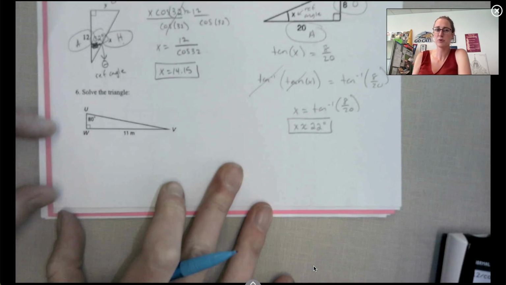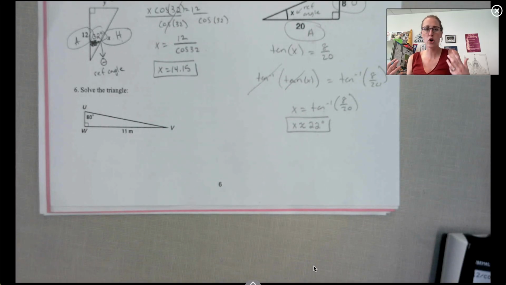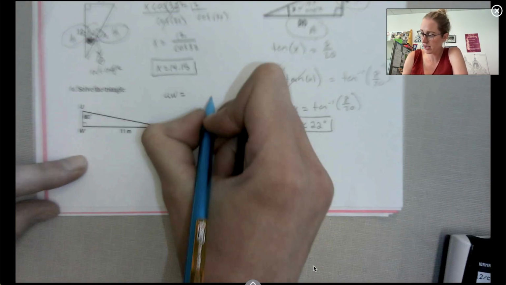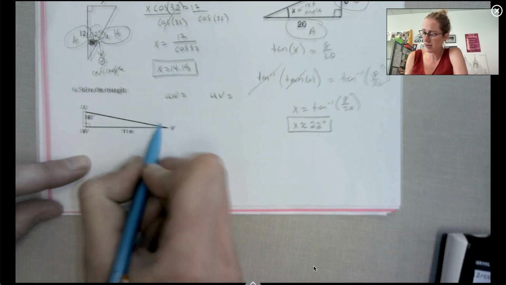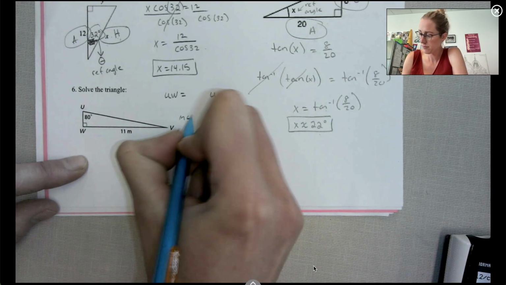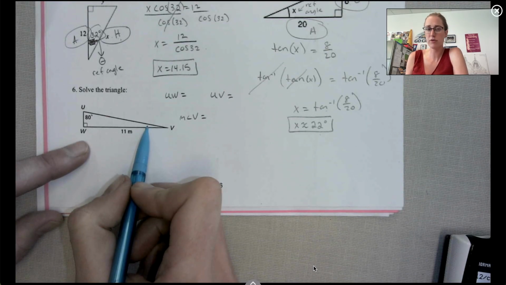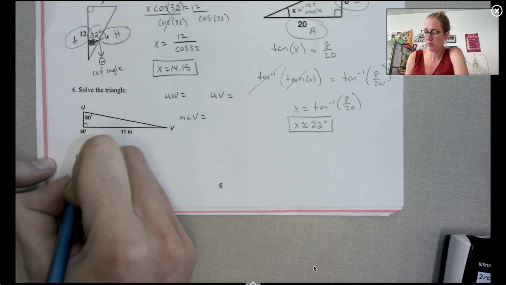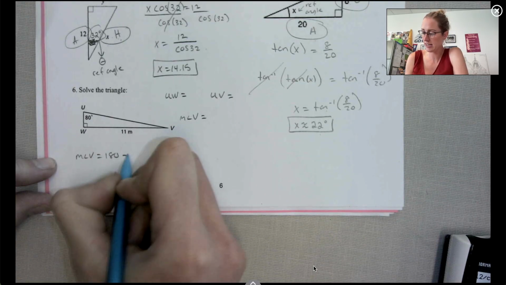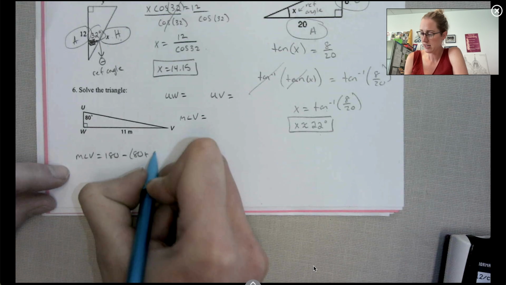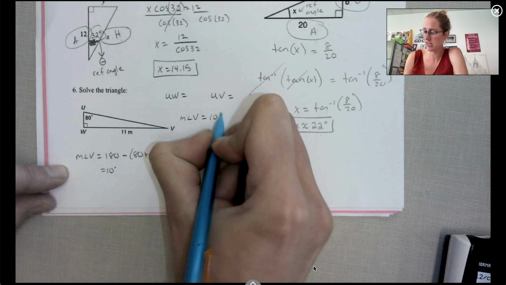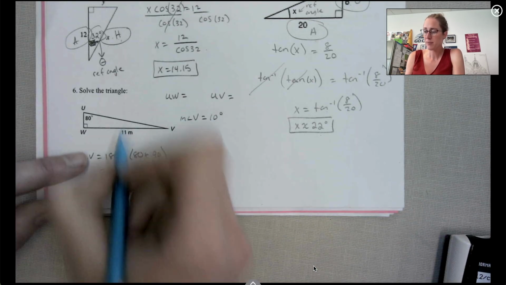Okay, number 6, last one. Solve the triangle. So this is find all the missing pieces, okay? So we need to find the side UW. We need to find the side UV. And then we also need to find angle V. Okay, I'm going to find angle V because that one's really simple. I just subtract these two from 180. So measure of angle V is 180 minus 80 and 90, which I think gives us 10 degrees. So measure of angle V is 10 degrees. Okay. All right. You can write that in there.